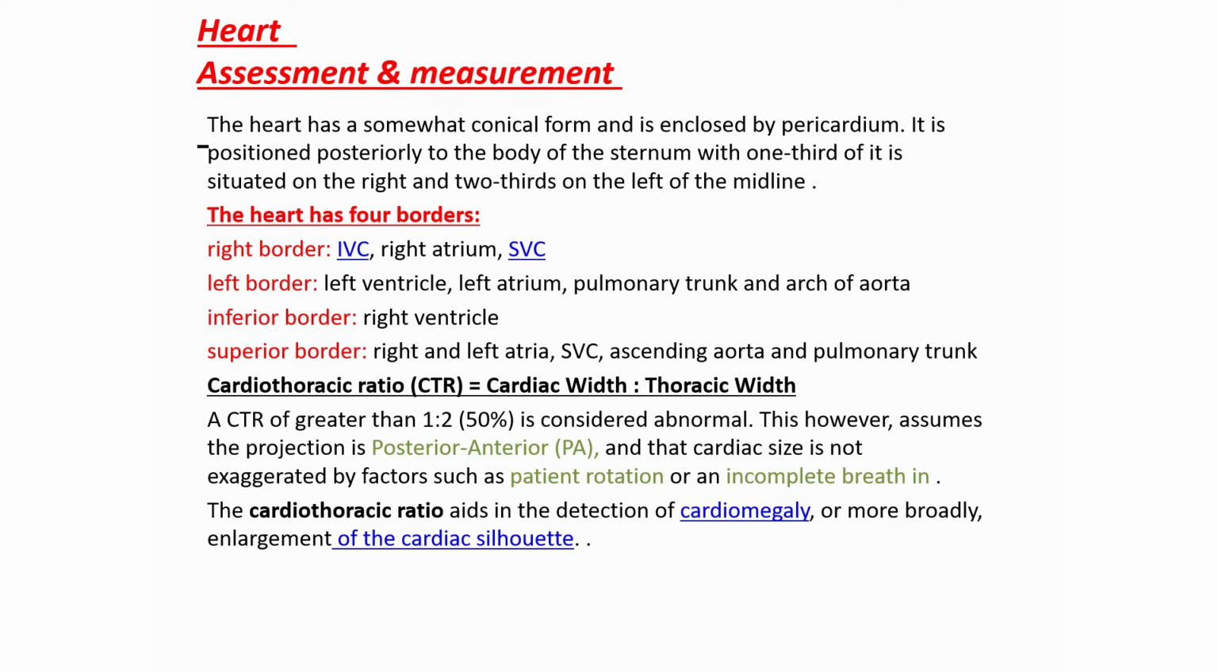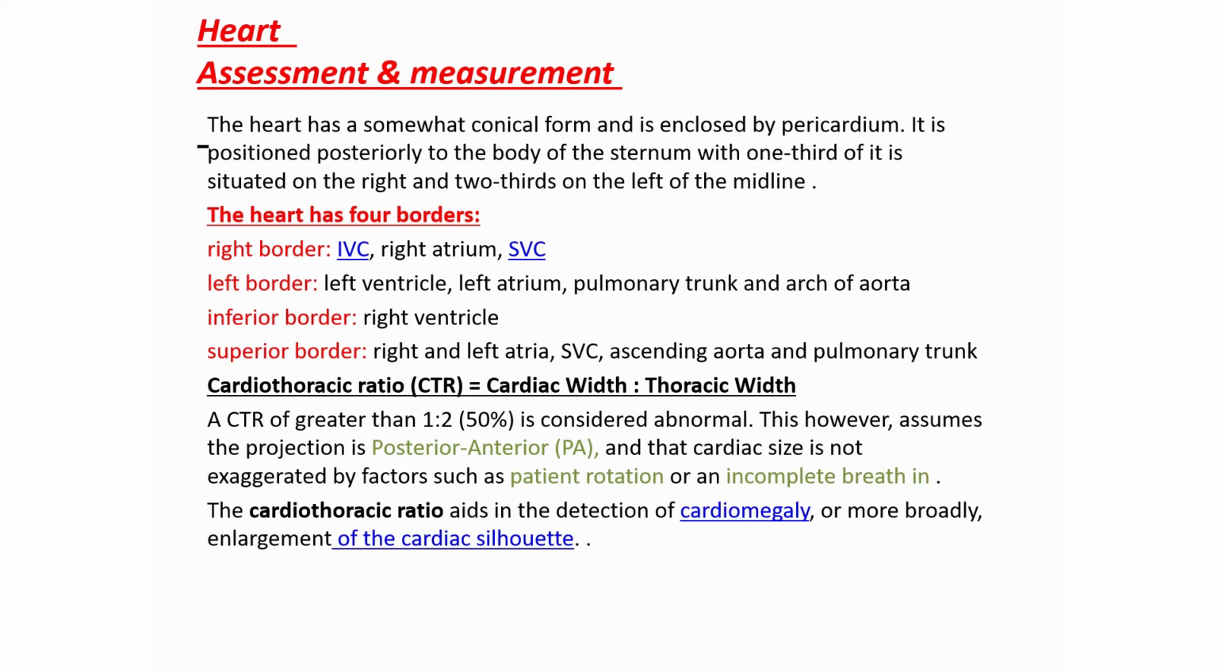We should consider, at the calculation of the cardiothoracic ratio, first, the projection should be PA view. Second, the patient is in erect position and takes a complete breath in, complete inspiration. These three factors are very important in order to make this ratio correct. If any of these factors is lost, it will make this ratio abnormal, and so the result will be abnormal.